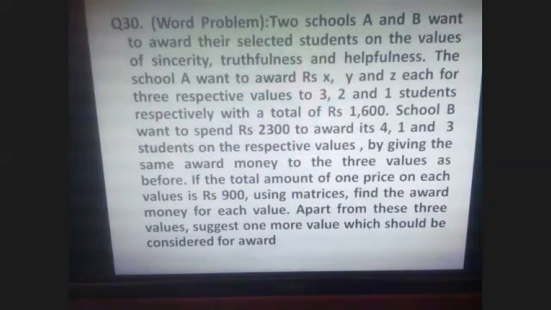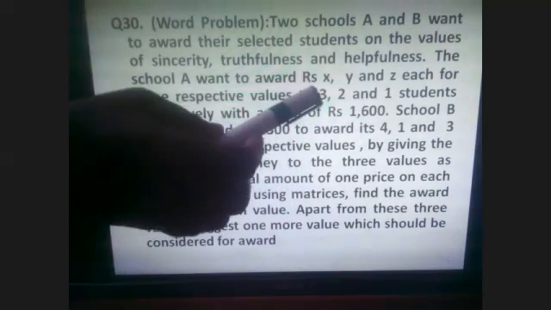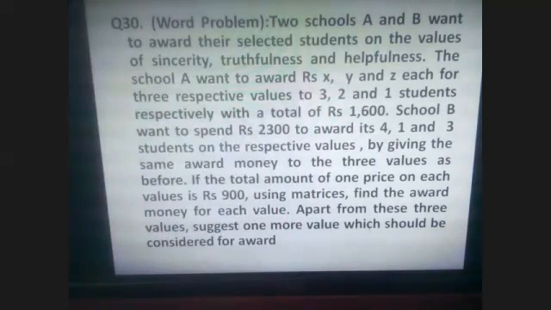Look at this question. Let me read. Two schools A and B want to award their selected students on the values of sincerity, truthfulness, and helpfulness. The school A wants to award rupees X, Y, and Z each for 3 respective values to 3, 2, and 1 student. That means 3 students, 2 students, and 1 student respectively, with a total of rupees 1600.